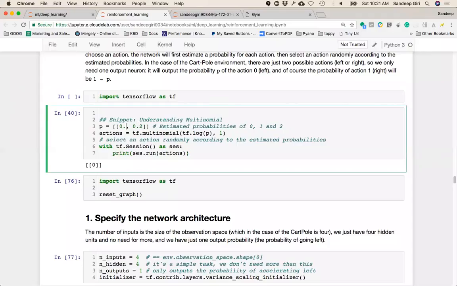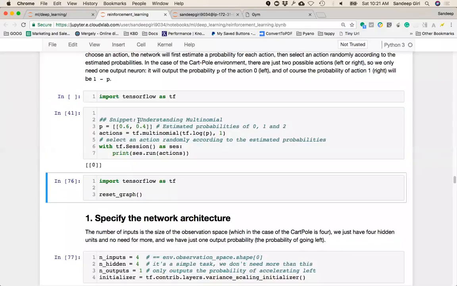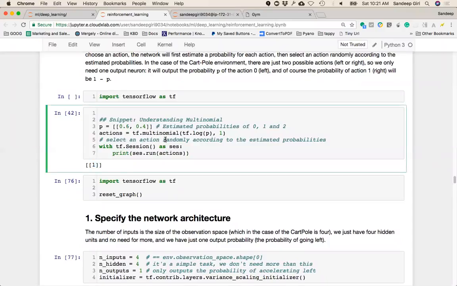So let's say the probability the neural network gave us 0.6 and 0.4. So instead of just taking left, we are doing the coin toss in this way. So it might give us 1 also. It might ask us to go to 1.